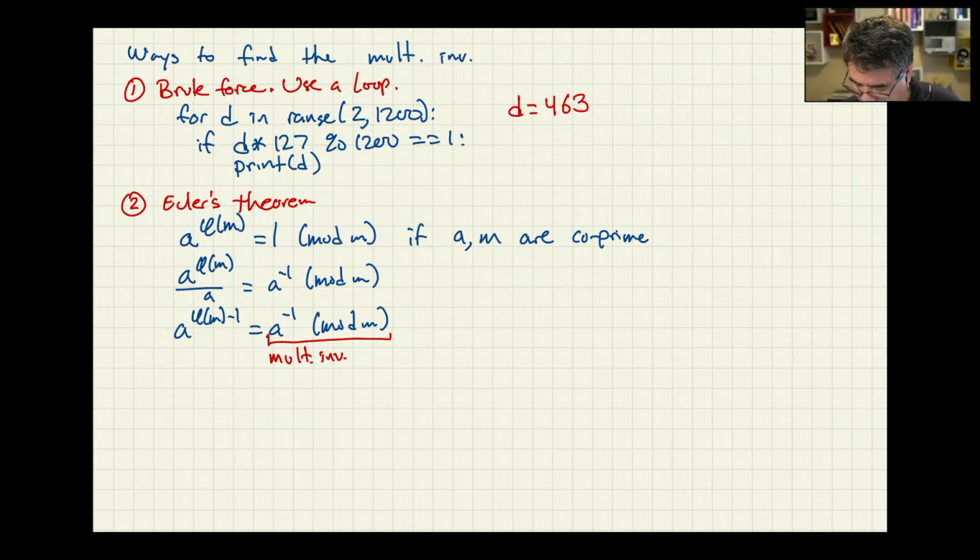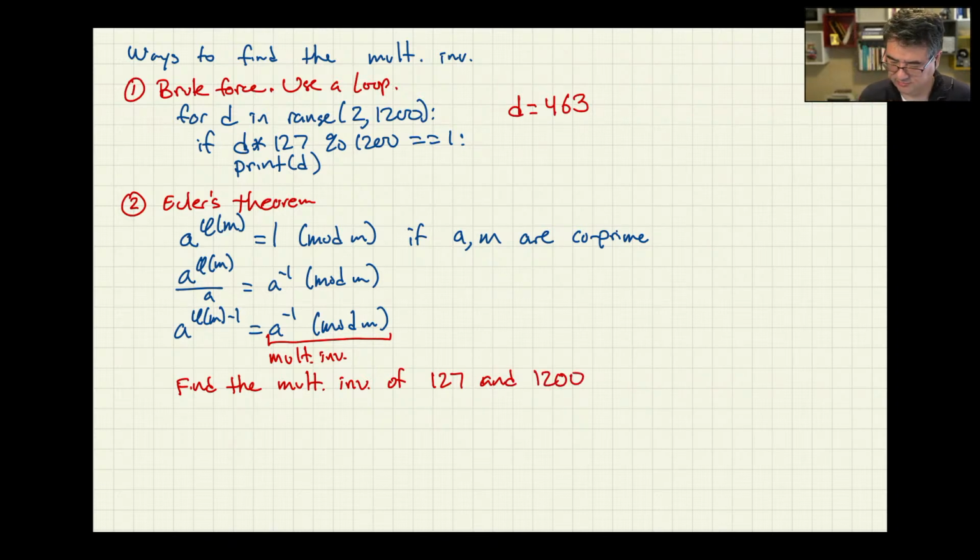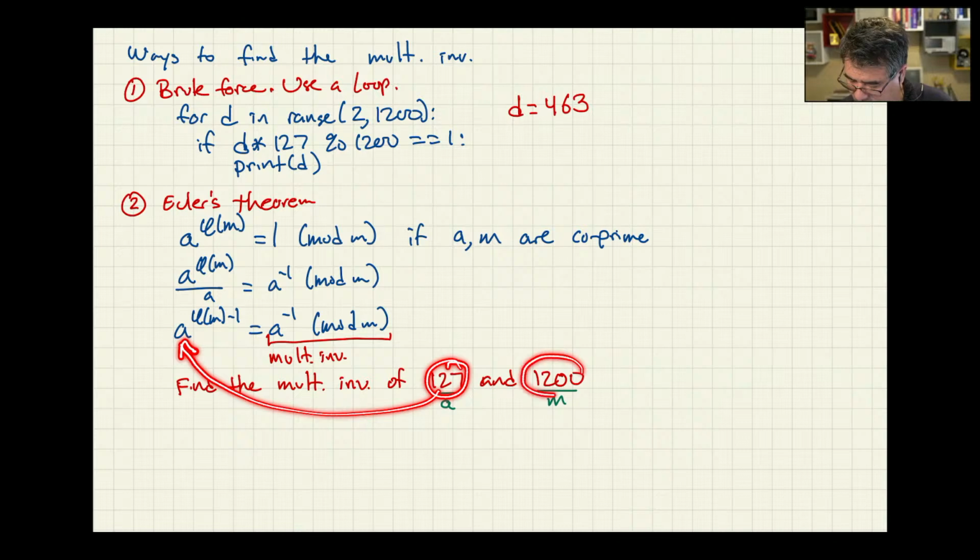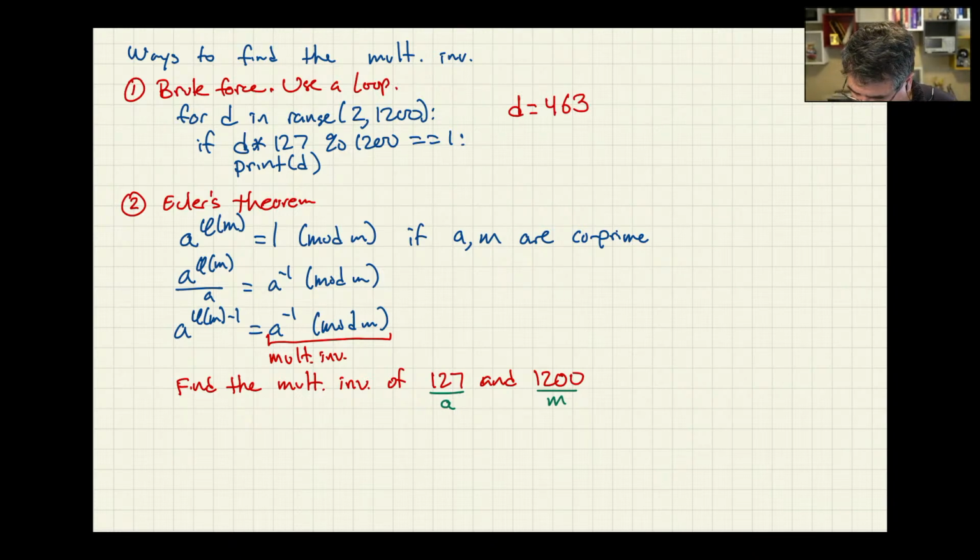So the problem we're solving is to find the multiplicative inverse of 127 and 1200. Now we know the answer is going to be 463, but let's see if we can calculate it directly using this formula. So 127 is A and 1200 is M. So I'm going to plug 127 in for A, and I'm going to plug in 1200 for M, and we'll see what happens. So I'm doing 127 to the totient of 1200 minus 1 mod 1200.